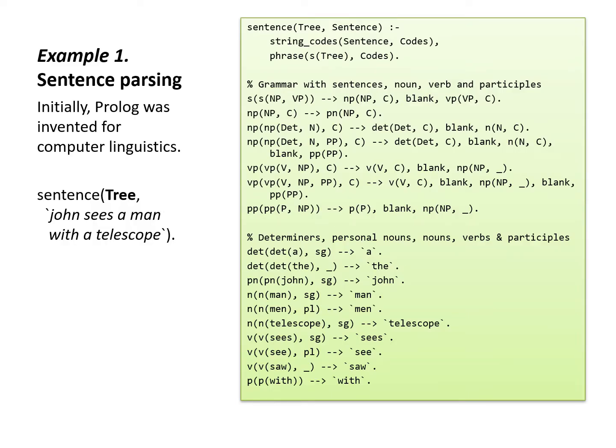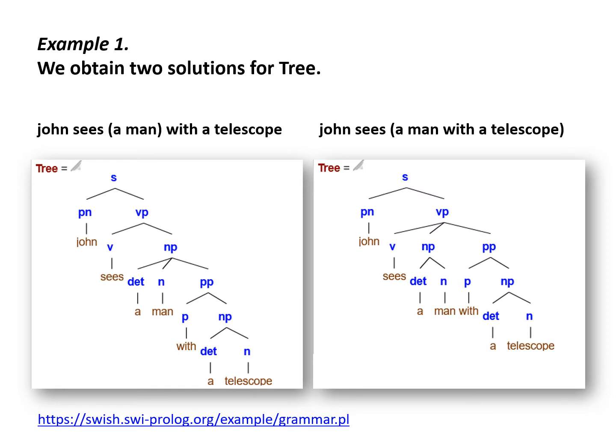So let's look at sentence parsing, which is an example where Prolog really shines. On the right, we have a grammar with sentences, nouns, verbs, and participles, as well as a lexicon with a few words. Now we would like to parse the sentence, John sees a man with a telescope. And we get two possible parse trees, one in which John uses a telescope and sees a man. This is on the left side, and the other one in which John sees a man who carries a telescope.